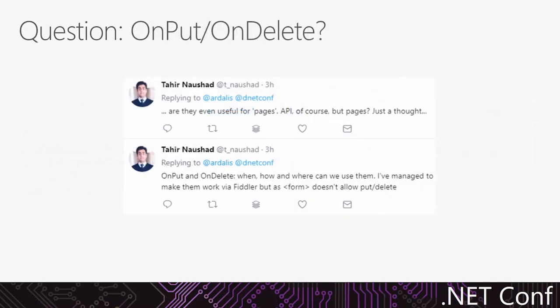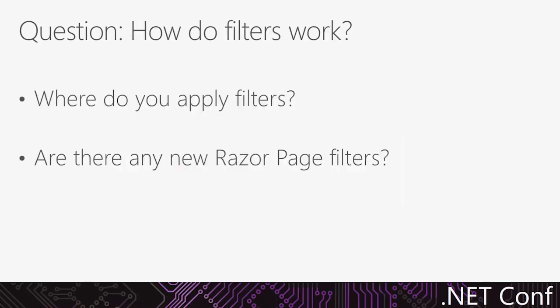Another question was about the specifics of certain handlers, and we'll talk a little bit about those in a few moments. Tahir wants to know whether it makes sense to use onPut and onDelete, especially since browser forms can't leverage these verbs. We'll talk more about that when we get to the handlers section. And then the third set of questions centers around filters. Filters are a great feature of ASP.NET Core, but they're most often applied to controllers and actions. How do they work with Razor Pages, and do Razor Pages get any of their own filters? We'll cover these questions as well.